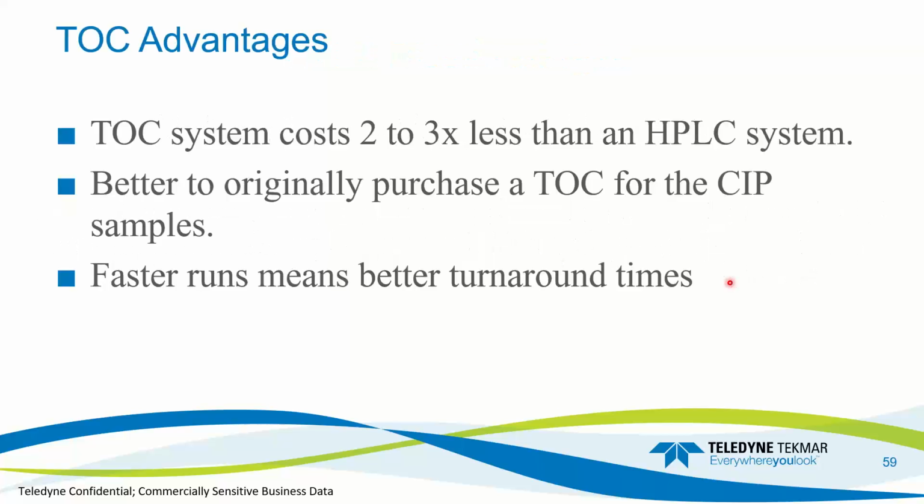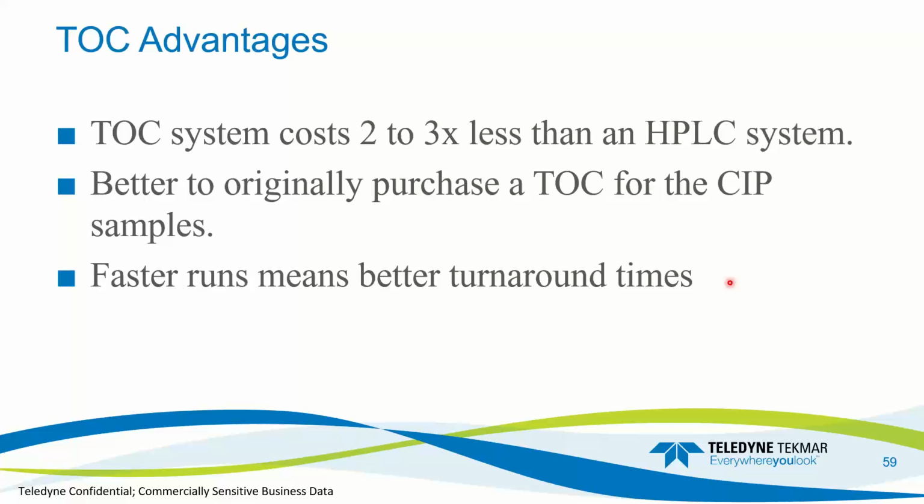So some of the advantages that we look for with TOC is the system cost. Everyone is cost conscious these days. They need to be understanding their laboratory budgets, how much they're spending in consumables, how much they're spending in the capital purchases or system purchases. Well, TOC is 2 to 3 times less expensive than an HPLC. That's your base HPLC. If you start going to HPLC mass spec and different things like that, the cost savings are going to be even more.